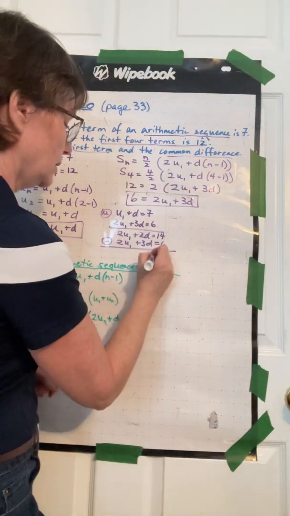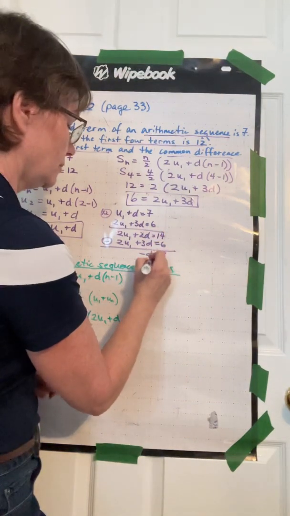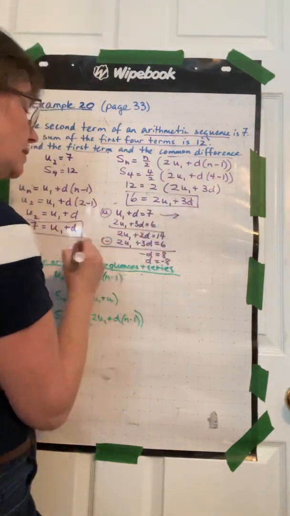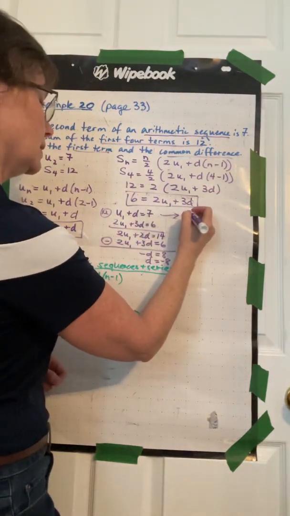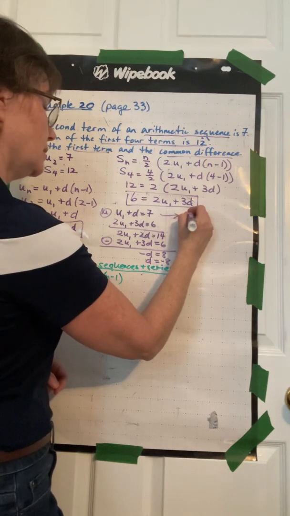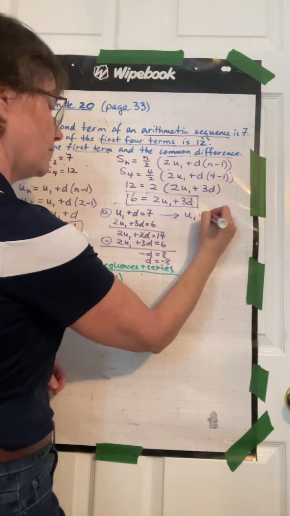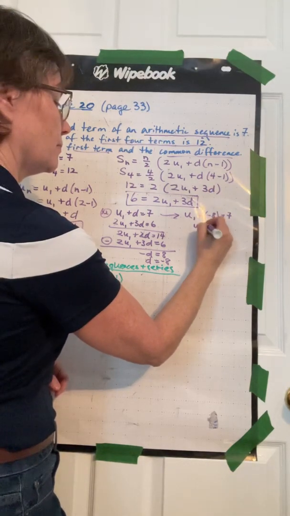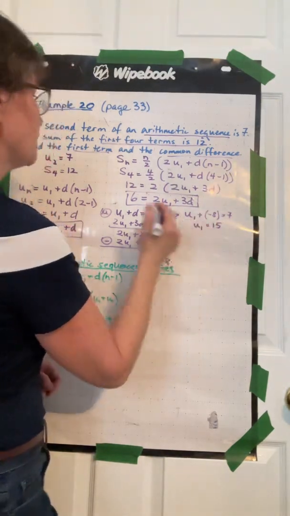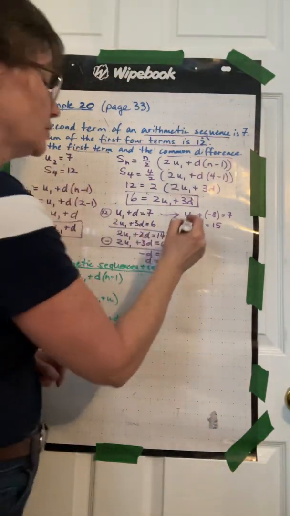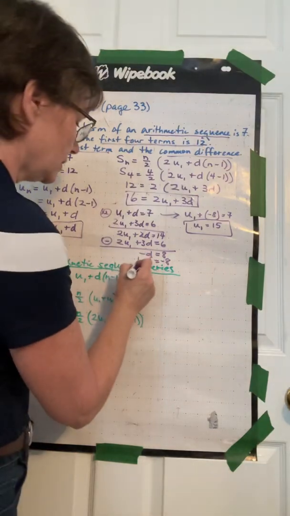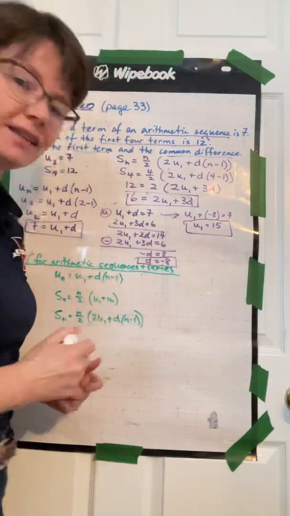So this will give me negative D equals 8, therefore D equals negative 8. Then we fill that D value in for one of our original 2 equations here to calculate U1. So U1 is 15. So have we answered the question? Find the first term. Yeah, U1 is 15. And find the common difference. Yes, D is negative 8.